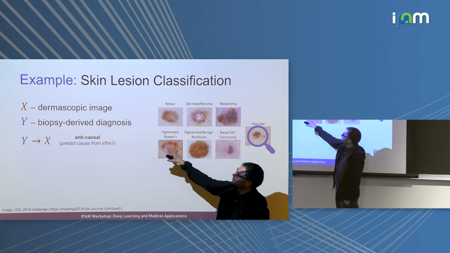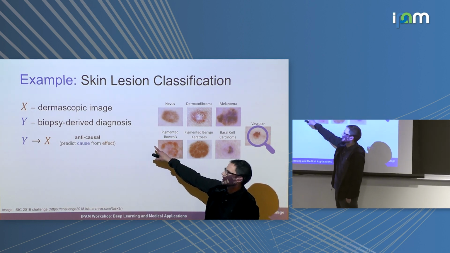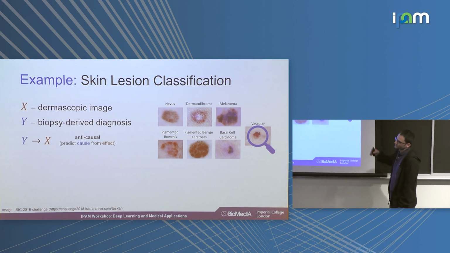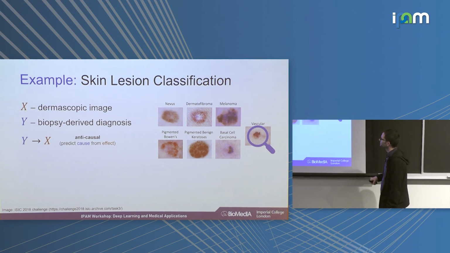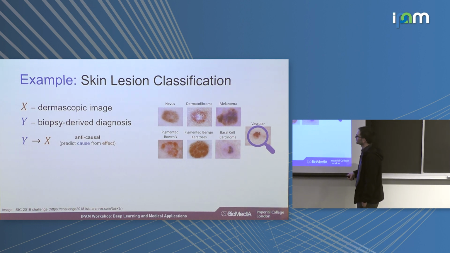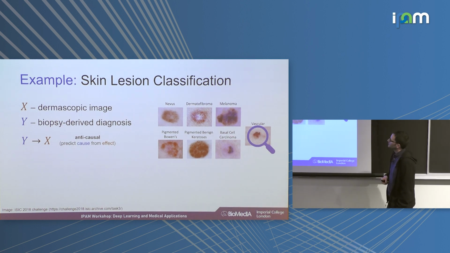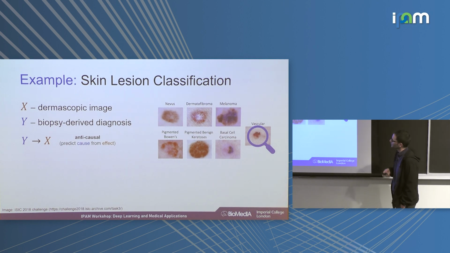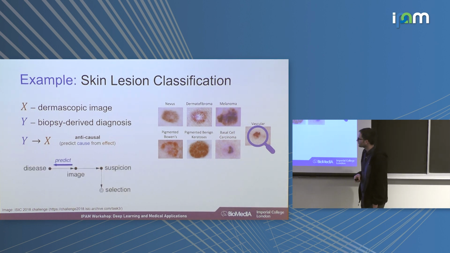Because it's not really the image that causes the diagnosis. The diagnostic label was derived with biopsy, a non-imaging test. Or maybe an imaging test, but a different imaging. Maybe they cut out a little piece and do histopathology. So the presence of cancer or non-cancer here is really the cause of the image. The image will change whether it's cancer or non-cancer. So I would argue in this example we have an anti-causal relationship. We're trying to predict the cause from the effect.